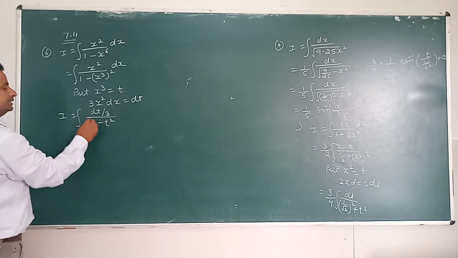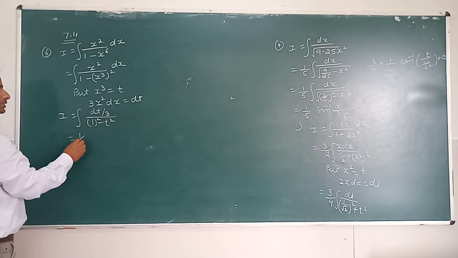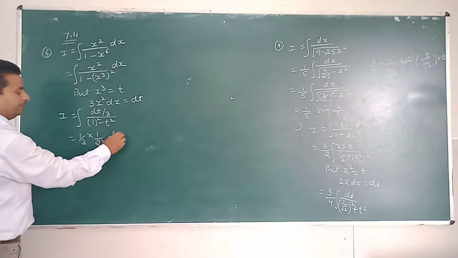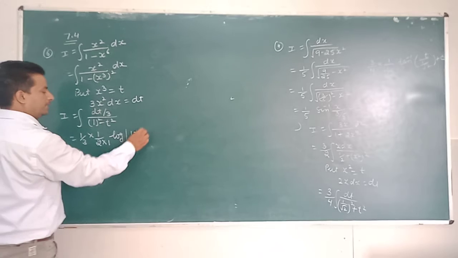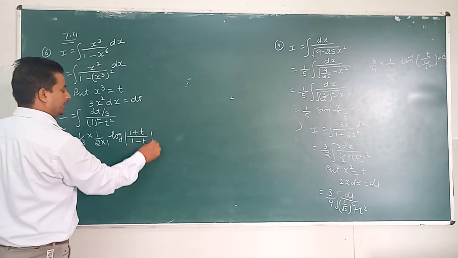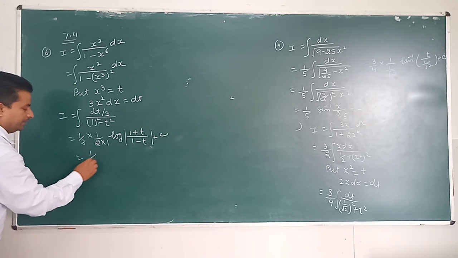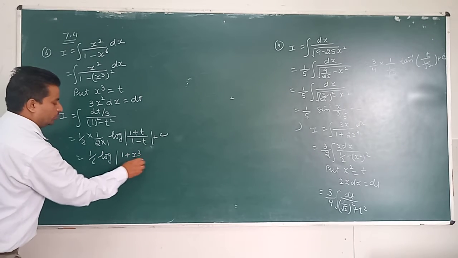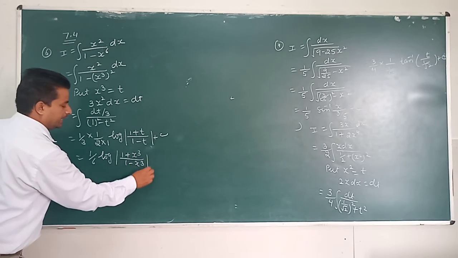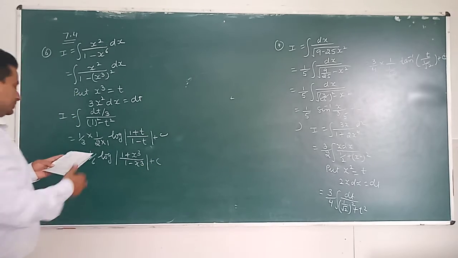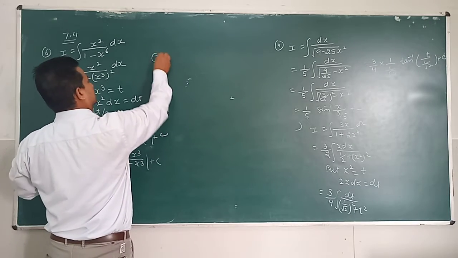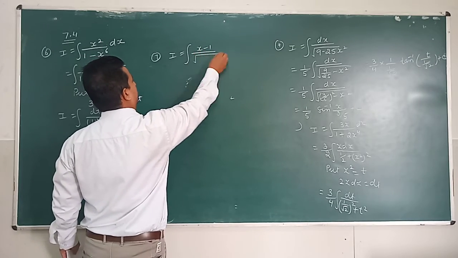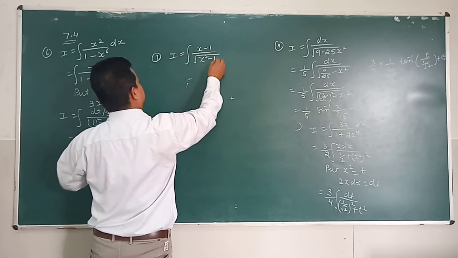This is 1 minus t square. We write it as 1 whole square minus t square. This is the formula of 1 over 2a log a plus x upon a minus x. Put value of t, which is x cube, so the answer is 1 plus x cube upon 1 minus x cube. This is the answer.